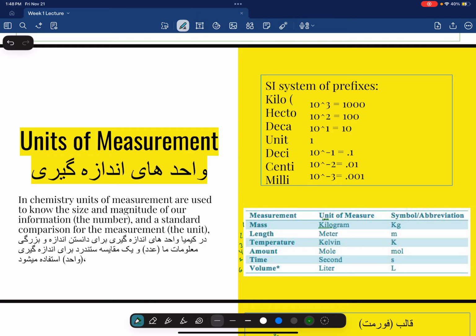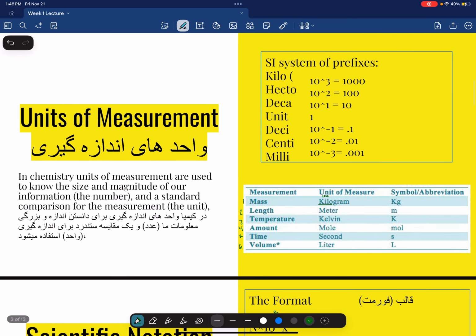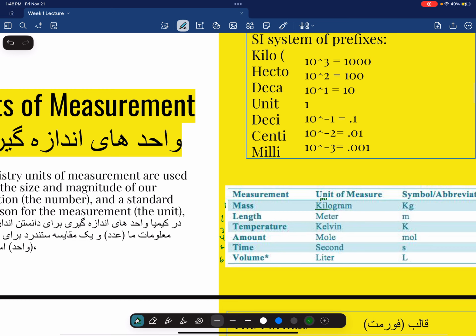Our basic units of measurements that we want to know are, for mass, like when we're measuring how much something weighs without gravity, which is mass, we're going to use kilograms. When we're measuring how tall something is, the unit of measurement that we're going to use is meters. I'm 17 meters tall.